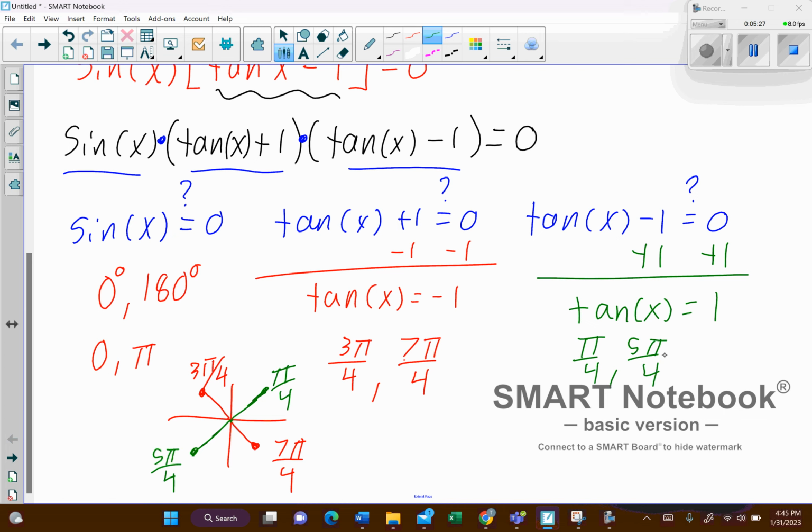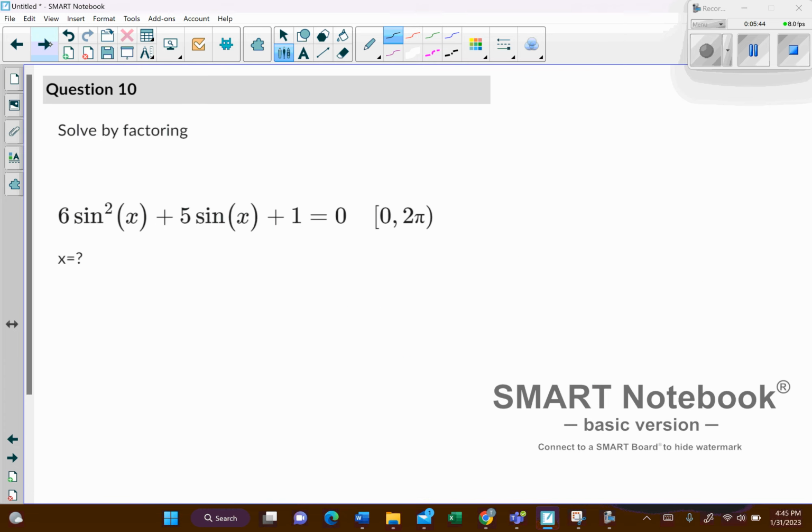So we actually have 6 total solutions to that equation. So we have the 2 here, the 2 here, and the 2 right there. So all 6 of those. All right, let's look at the next one. I believe it's kind of a similar process.